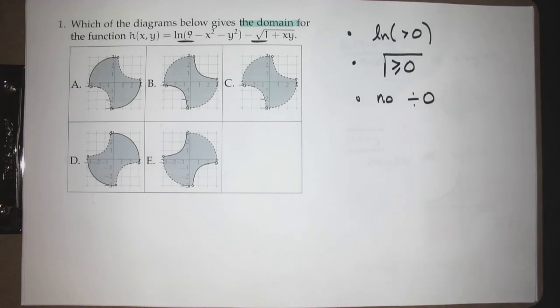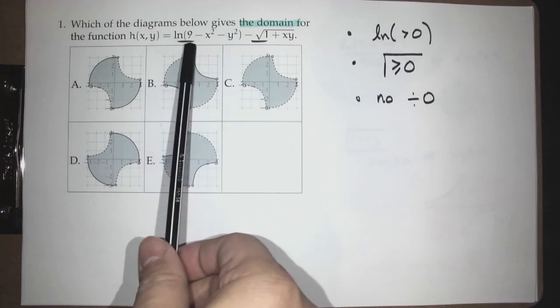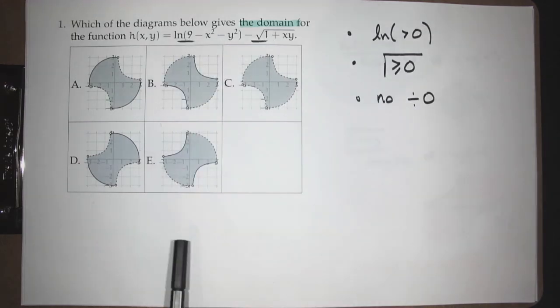Essentially, if you see a domain, you say, I'm just looking for these issues. So that's our problem. We have a 9 minus x squared minus y squared, and we see a 1 plus xy. We avoid them. Our choices are A, B, C, D, or E. Answer? E.